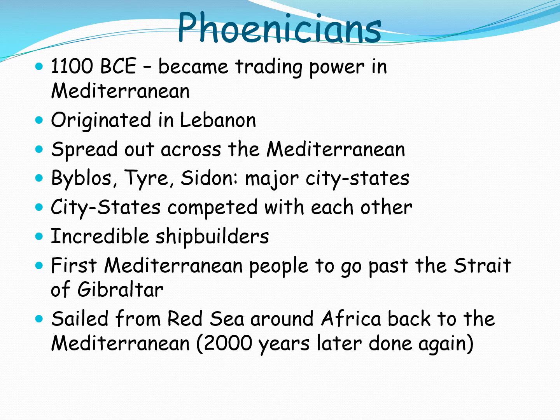The Phoenicians were incredible shipbuilders. They used new iron tools to help them craft ships that could withstand the Mediterranean Sea along with the Atlantic coast. They were the first Mediterranean people to go past the Strait of Gibraltar. And that's where Africa and Spain meet and kind of flows into the Mediterranean Sea. They went past that out towards the Atlantic Ocean.